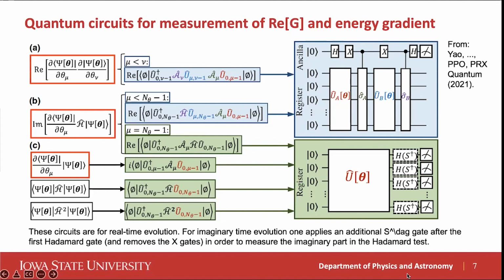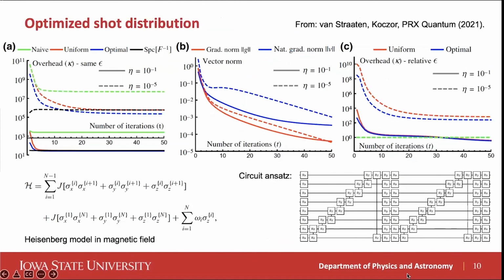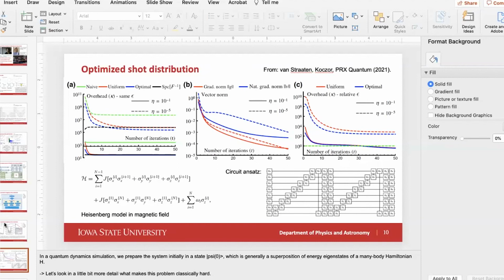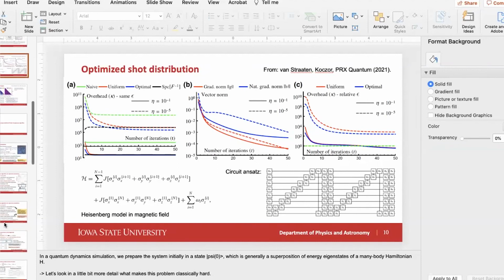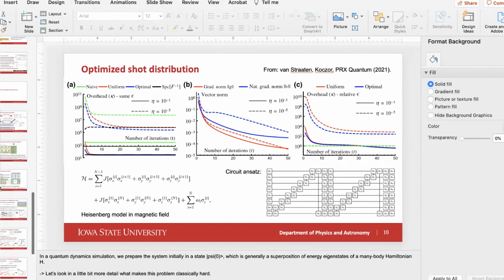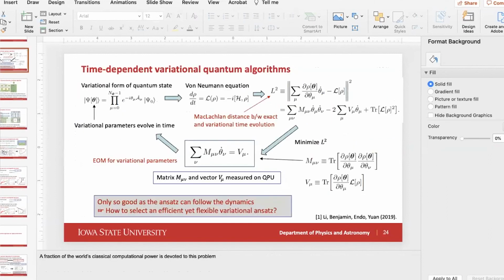And then the gradient you can also measure. You can measure it with a parameter shift rule, as I said, but you can also measure it with a similar circuit. And then I guess that's it. Let's not go into too much more here.